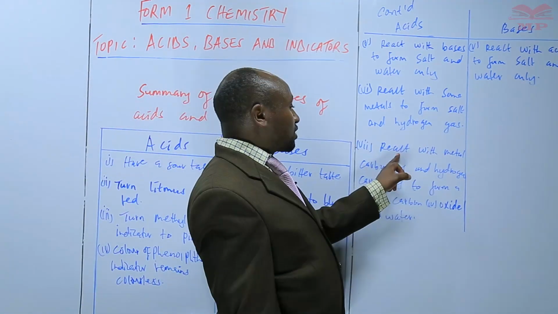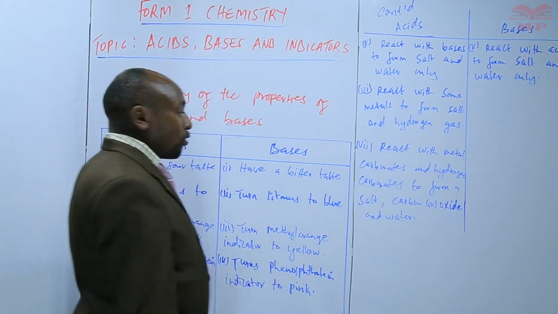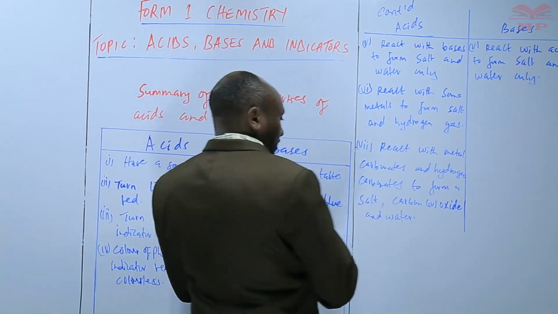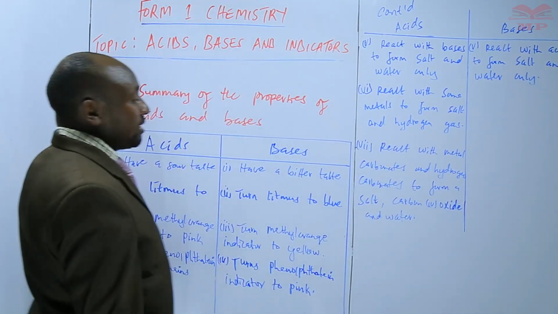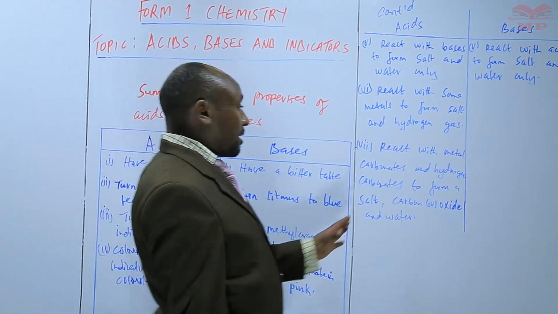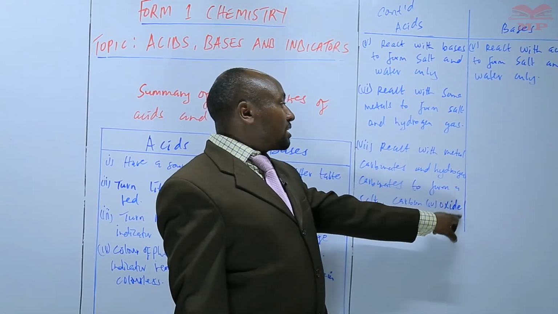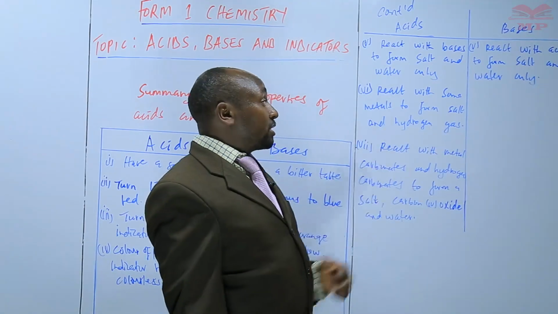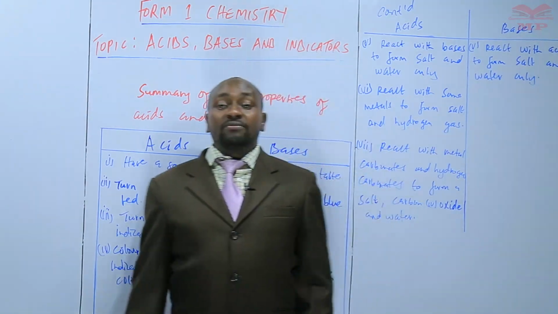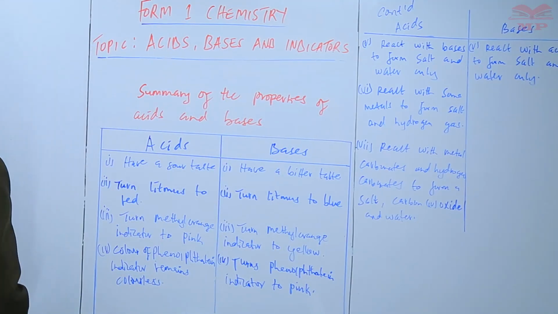Acids also react with metal carbonates and hydrogen carbonates to form a salt, carbon 4 oxide and water. So they are forming 3 products. And we explained how to test for carbon 4 oxide and how to test for hydrogen gas. Remember, the 2 gases are colorless, but they have different tests. So we'll have an assignment on that.